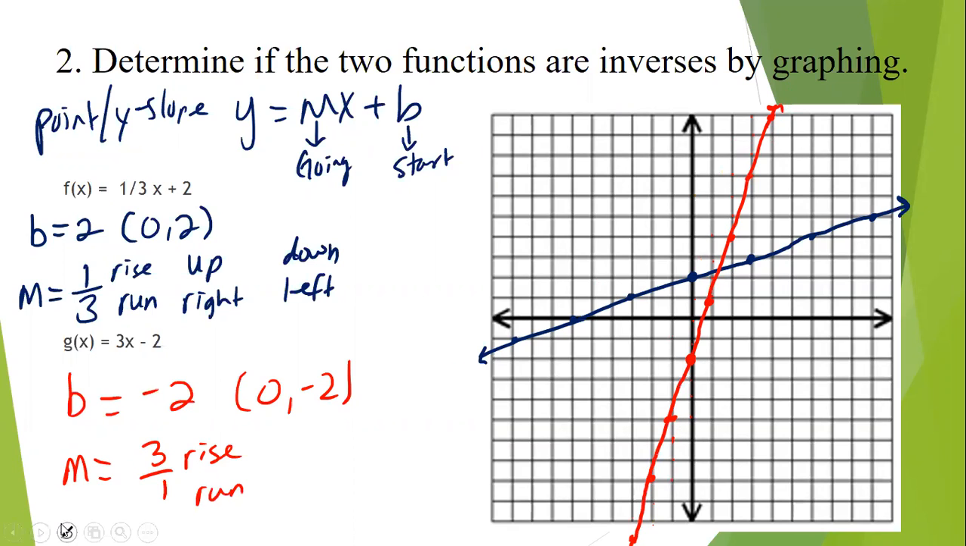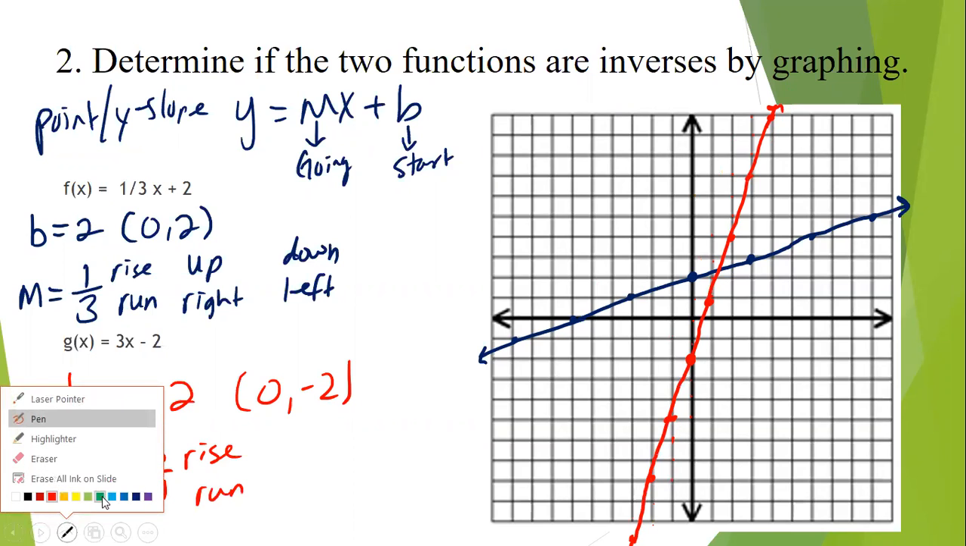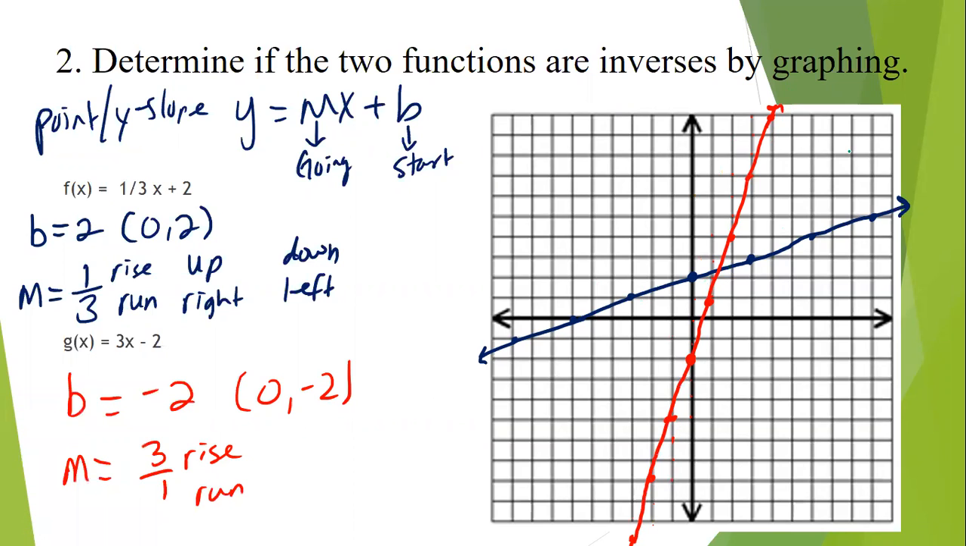All right. So now we're going to check. So we're checking, are these inverses? What were our 2 things we looked for as to whether they are inverses? Do they intersect on the y equals x line?